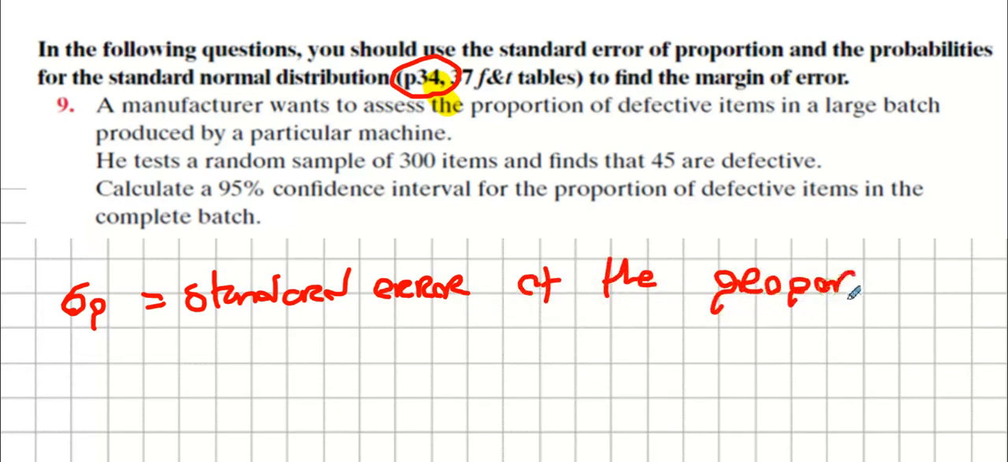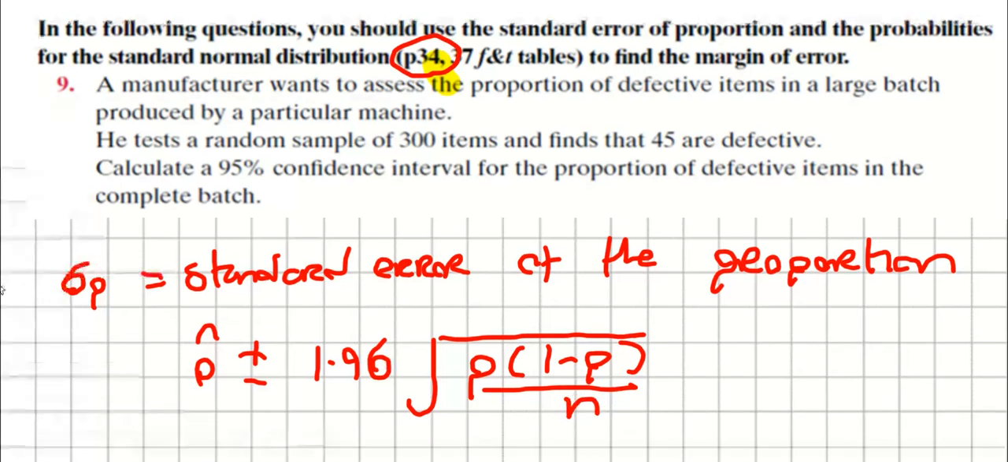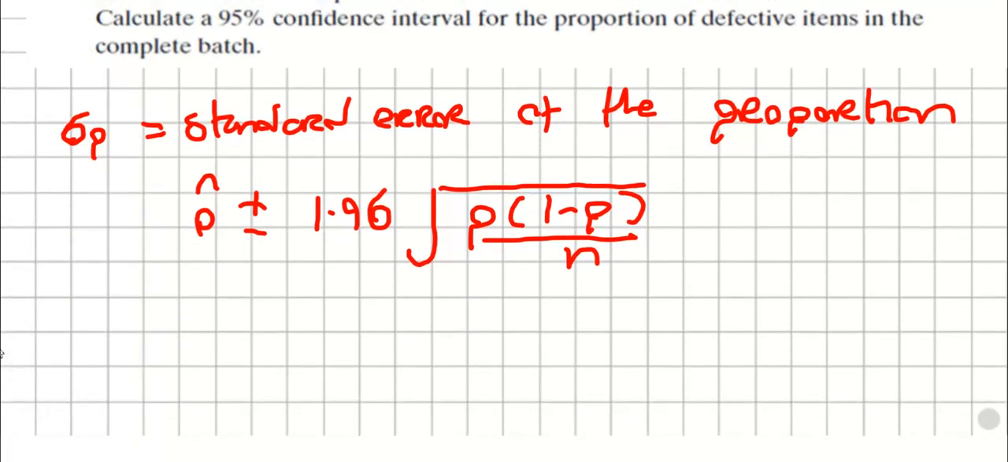Is that okay? Standard error of the proportion. Now, what happens is we're going to do our statistic plus or minus 1.96 multiplied by this standard error. What's the formula for the standard error? P(1 minus P) over N. Is that all right? Brilliant. Now, you're going to find this handy now, okay? This one's not too bad.